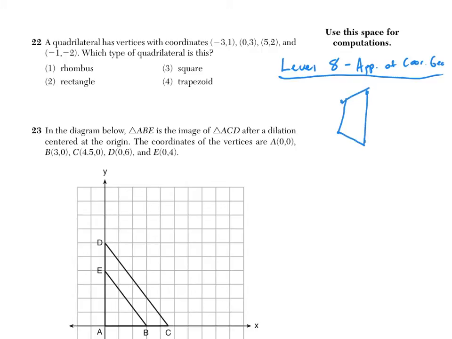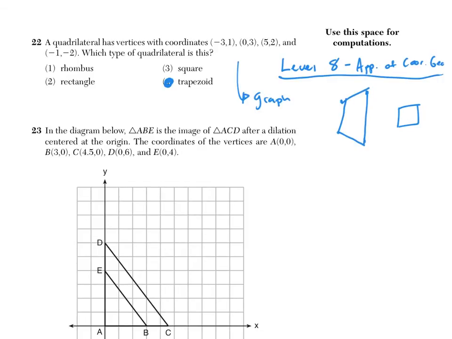All right? And I'll tell you this, that's not a square, it's not a rectangle, it's not a rhombus, right? Because opposite sides have to be parallel in all of those. It turns out to be a trapezoid. You just had to graph it. So this is just one of those, you know, graph it. You have a piece of graph paper on the Regents, just graph it.